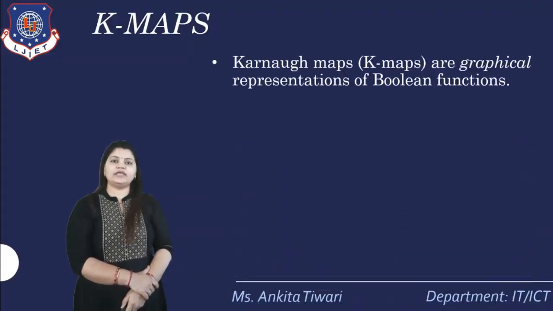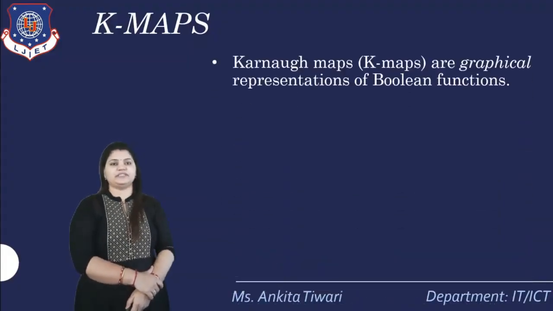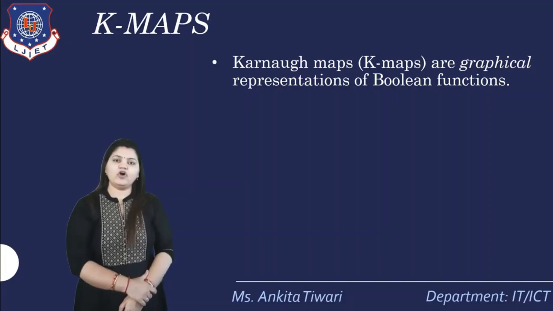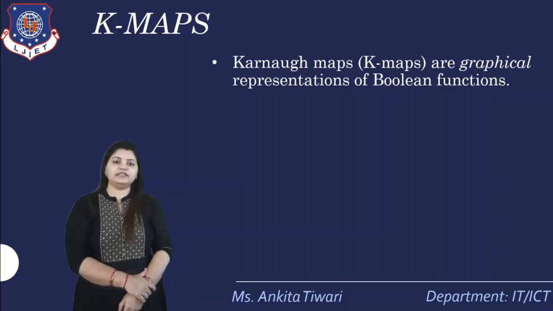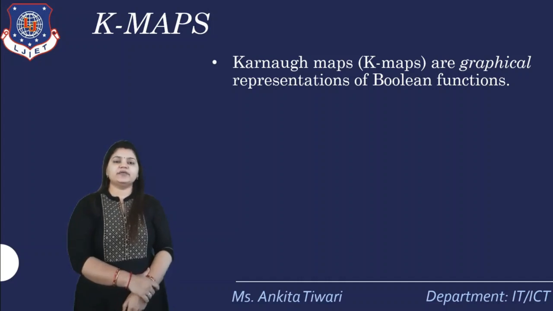Okay, so starting with the K-maps. A K-map is a graphical representation of a Boolean function. We already know K-maps are the representations of what? Boolean. Boolean means 0 and 1 values. That means the 0, 1 values which are represented in the form of functions are represented in a K-map in the form of a table with rows and columns, where each cell consists of one row and one column.